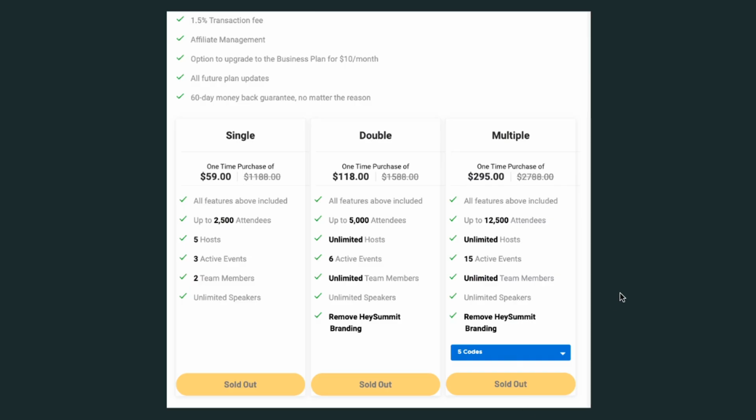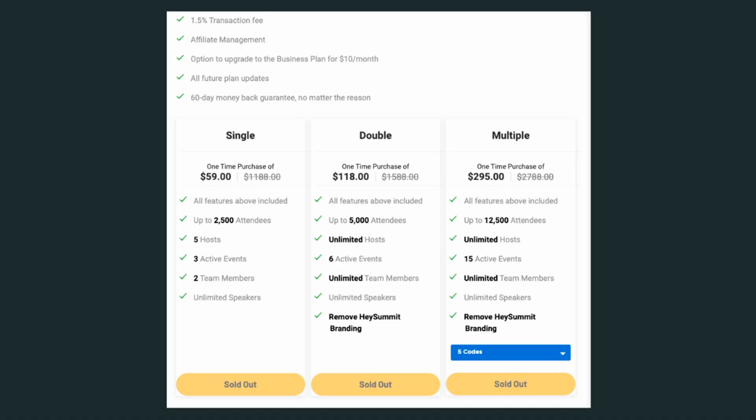The first offering back in 2019, they charge you a 1.5% transactional fee. Now, what you got was unlimited hosts, and you got 12,500 attendees, and you can do 15 events at a time, and you got unlimited speakers, unlimited team members, and a remove HeySummit branding. But you only paid $295, right? So this is back in 2019.